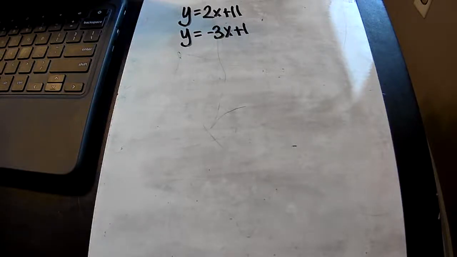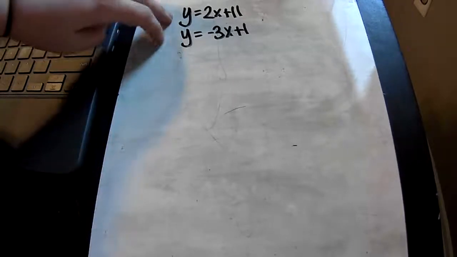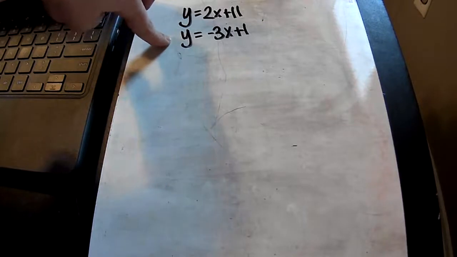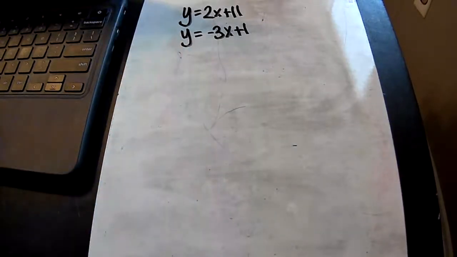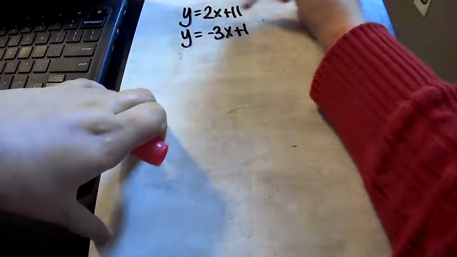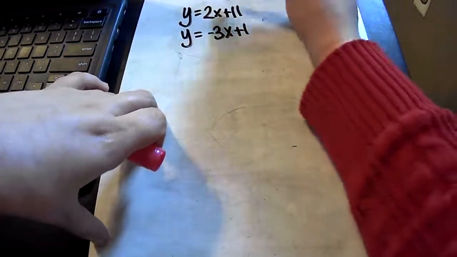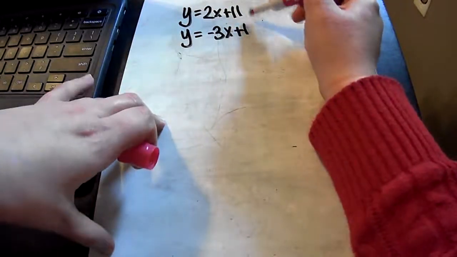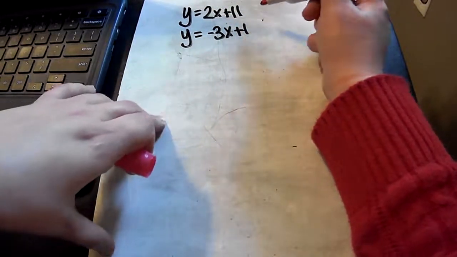All right, so this is number 1 on the digital assignment for February 12th. This problem is asking you to solve the system of equations, y equals 2x plus 11 and y equals negative 3x plus 1, by using the substitution method. So if y equals both of these expressions, y equals this thing and y equals that thing, the transitive property says that these two things have to be equal to each other, right?